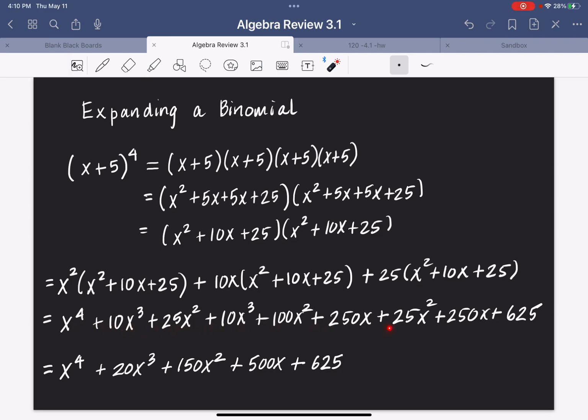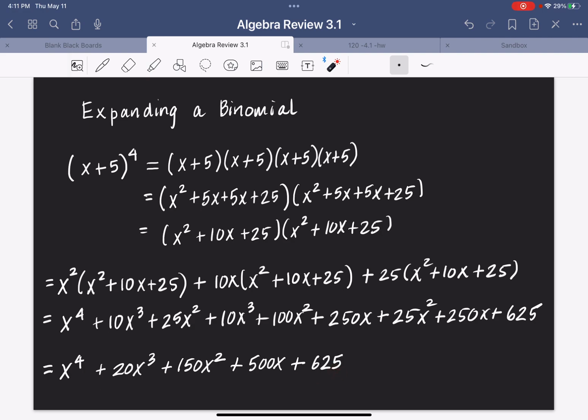I look all throughout this and combine like terms. There are no other x to the fourth, so that's there. I've got a 10x cubed and a 10x cubed. That's a 20x cubed. I've got a 25x squared, a 100x squared, and another 25x squared. That's 150x squared. There's a 250x and a 250x, which is 500x. And then there's a 625, and so that's the answer.